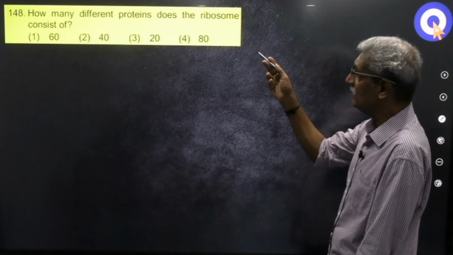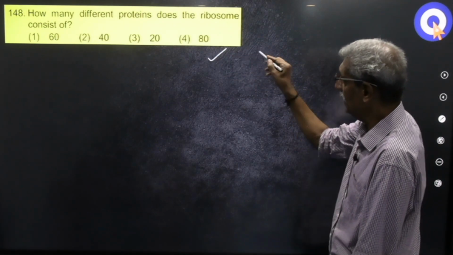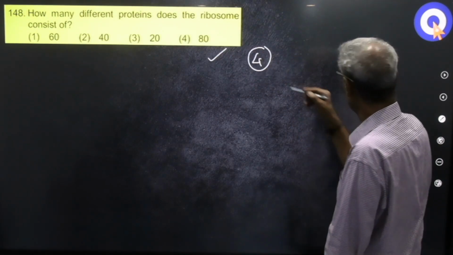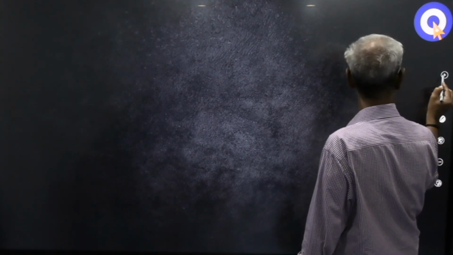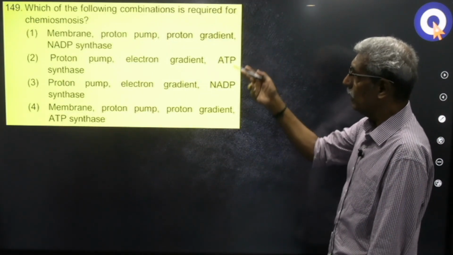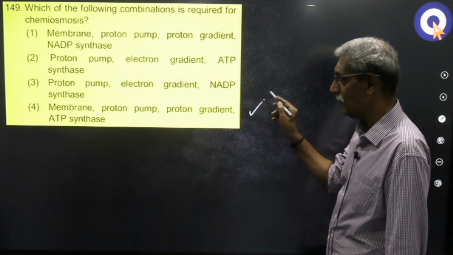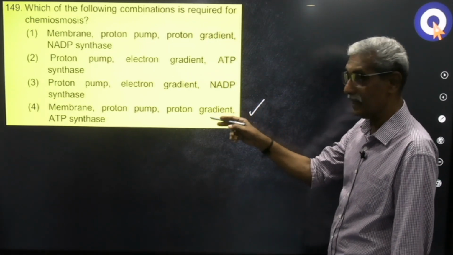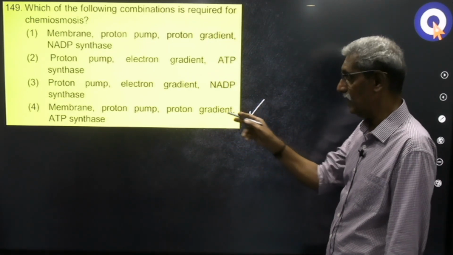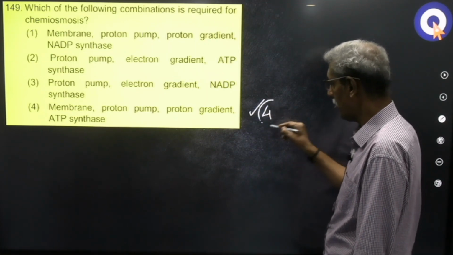How many different proteins does a ribosome consist of? It is made up of 18. This is a direct question from your textbook. Chemiosmosis requires a membrane, proton pump, proton gradient and ATP synthase. This is from cellular respiration. Option is 4.